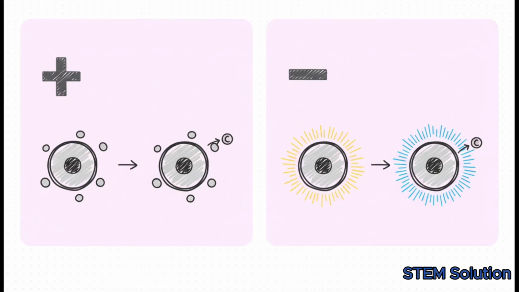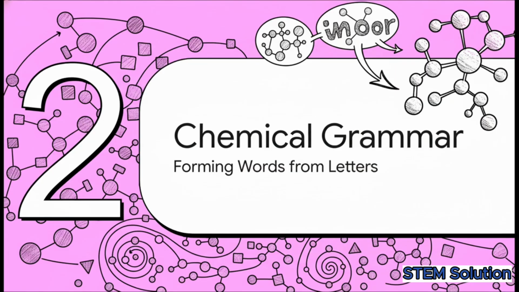But then you have anions, the negative ions. They're a little different. You take the root of the element's name and you tack on "ide" at the end. So chlorine, or Cl, becomes a chloride ion. Sodium ion, chloride ion. See, not so bad, right? Okay, so we've got our letters down, the ions. Now let's get into the grammar. These are basically the rules for how we combine those letters to form chemical words, which we call compounds.